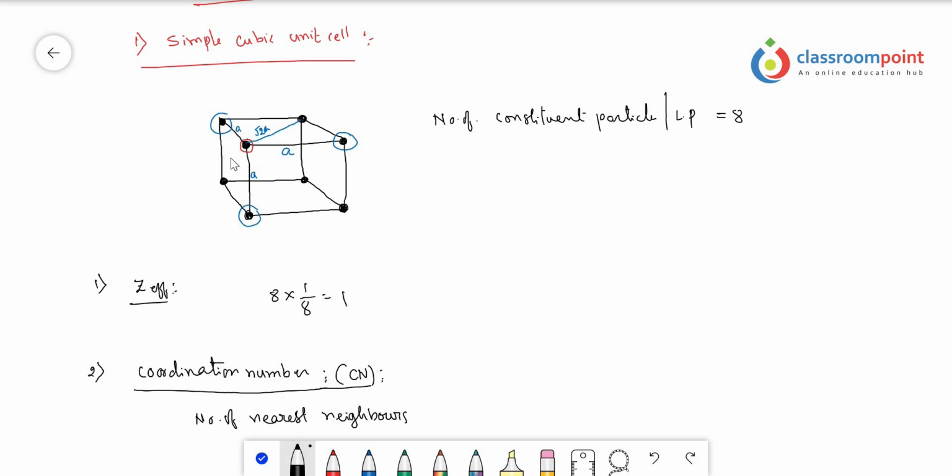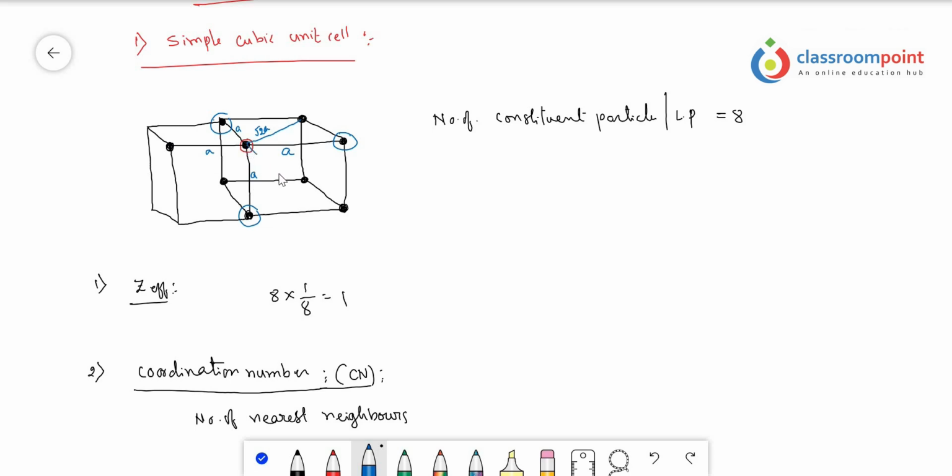But a single unit cell we cannot consider in a crystal system, because a crystal is developed by a combination of many unit cells. So if we take one more like this, here one more unit cell shall be there. Its edge length is again A. So here 1, 2, 3, 4 nearest neighbors are connected to this particular unit cell.